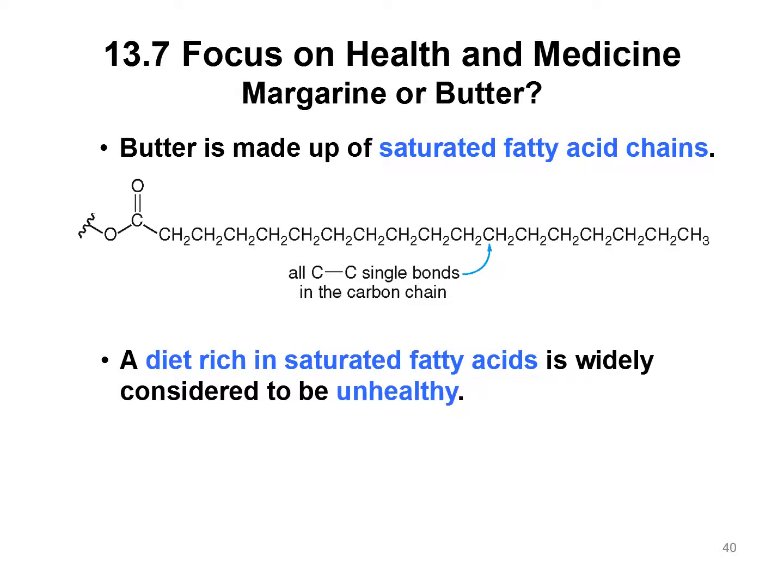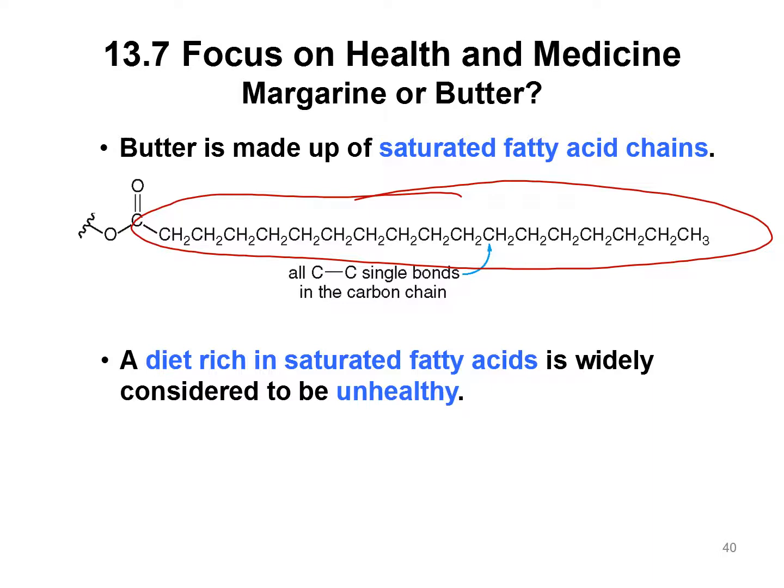I want to go back to the fatty acids and talk about whether we want to eat margarine or butter. So as you can see, the fatty acids are made up of very large carbon chains. But at the very end, you will have the COOH group. But they are largely alkanes. It's saturated fatty acid chains. A diet rich in saturated fatty acids is generally considered unhealthy.